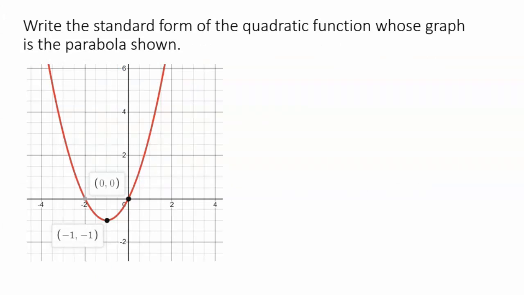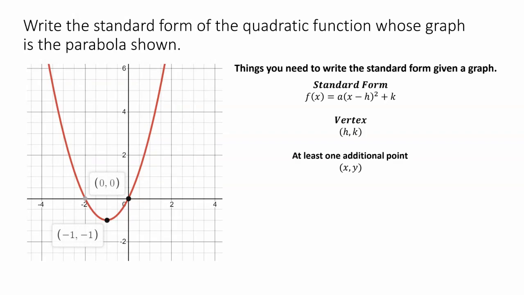All right. So now let's look at this one. Now let's get the standard form just from a graph. And this one I think is a lot easier because it's giving us everything that we need. The question says, write the standard form of the quadratic function whose graph is the parabola shown. Here we see that they're giving us the vertex. The vertex is negative 1, negative 1. And I know that I have a y-intercept at 0, 0. Okay, so those are the 2 points that are being labeled. But with these 2 points, I can come up with the standard form of the quadratic equation.